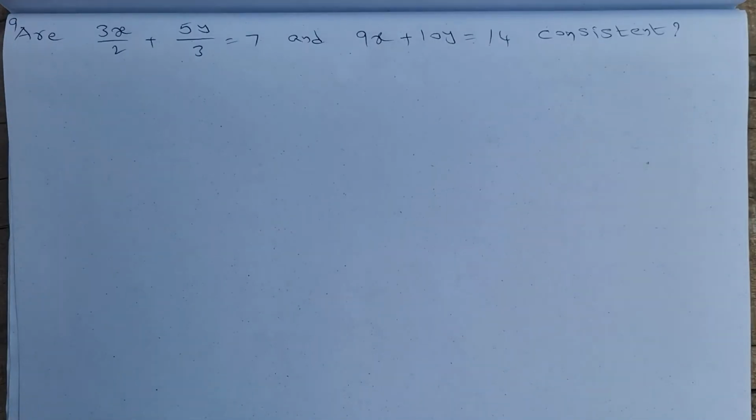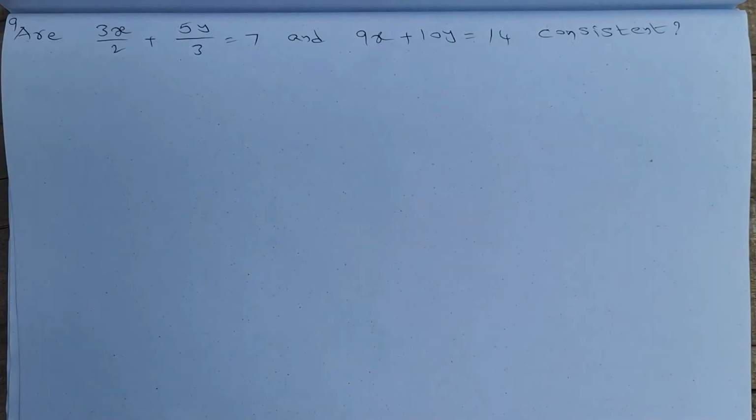Next, question number 9. Are 3x/2 + 5y/3 = 7 and 9x + 10y = 14 consistent? So what is the meaning of consistent? If the given two equations have at least one solution, then those two equations are considered consistent. At least one solution. In which conditions is it possible?